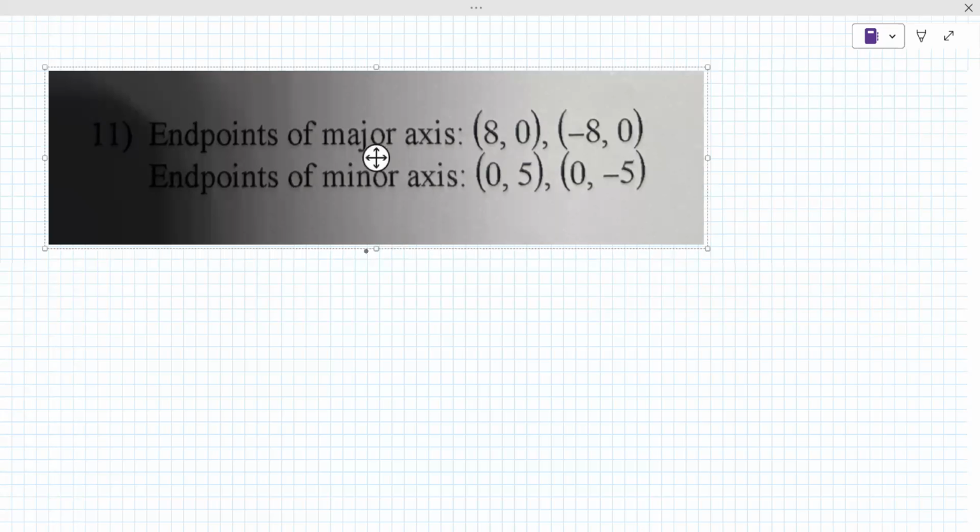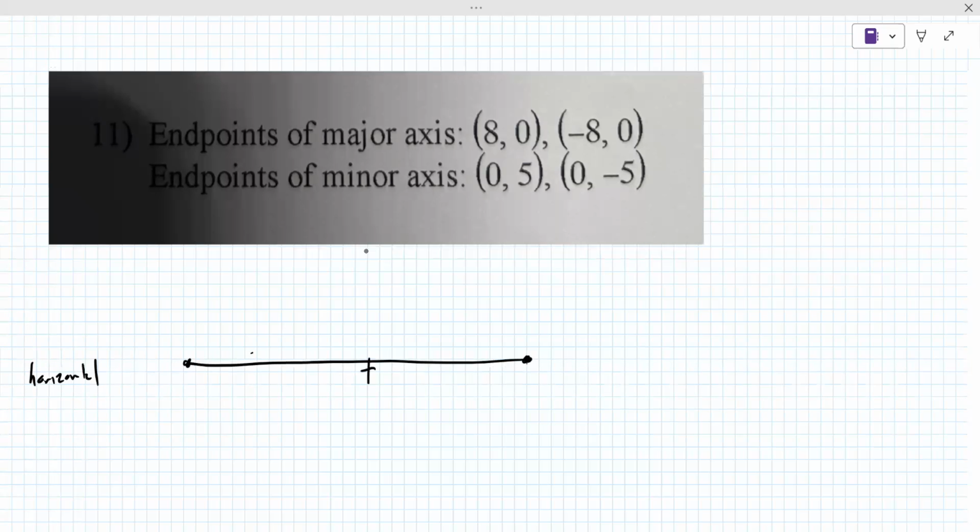So this one, I'll make another rough sketch here. Again, this is a horizontal axis: 8, 0 and minus 8, 0. Whichever one's longer tells you whether it's horizontal or vertical. The center is the average of these values, so your H and K come from the center. 8 and minus 8 average to 0, and 0 and 0 average to 0. So that's your H and K.